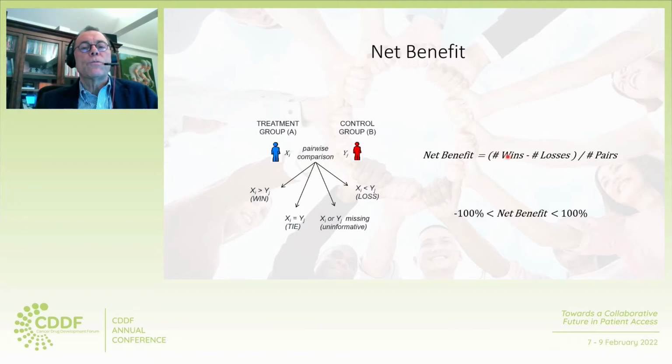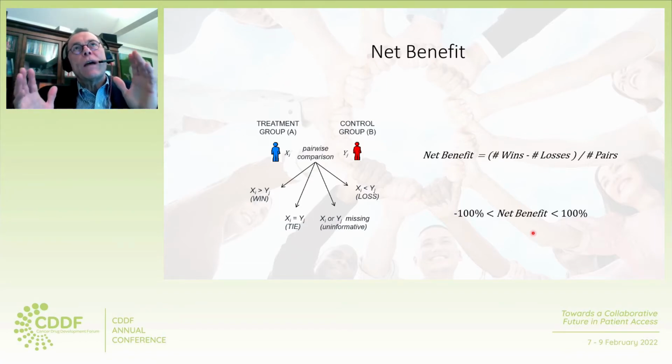You just do the subtraction of number of wins minus number of losses, divide by the number of pairs, and that's your net benefit. So that's, in a sense, the expression of the overall benefit for all outcomes considered if you have several outcomes. And it shows how many patients are actually doing better on treatment than control. It's the probability that a patient taken at random would do better on treatment than control.